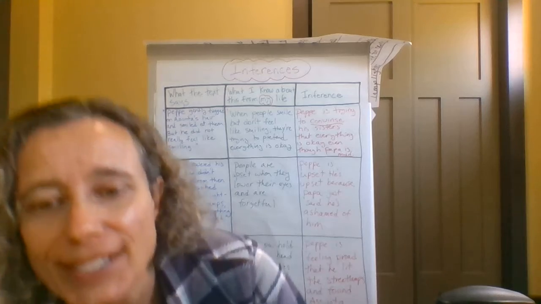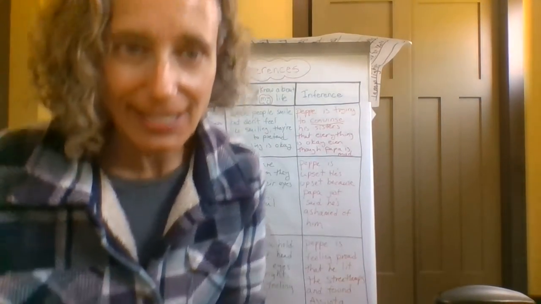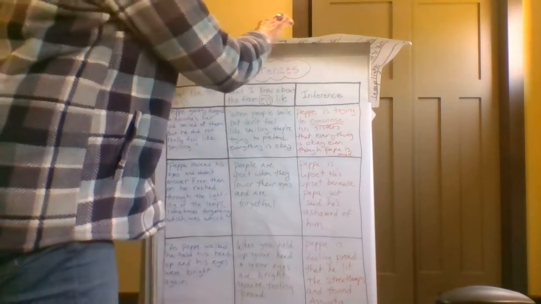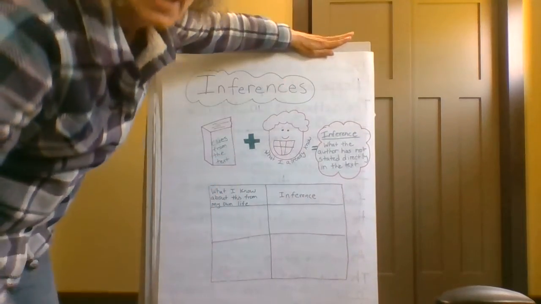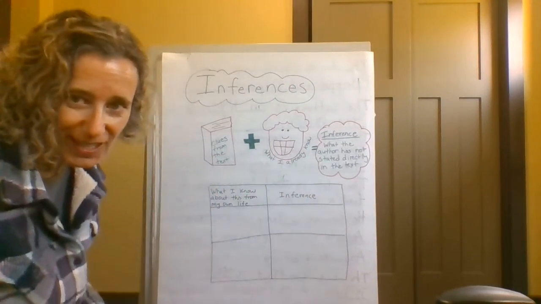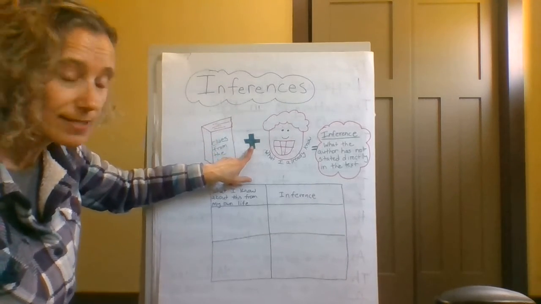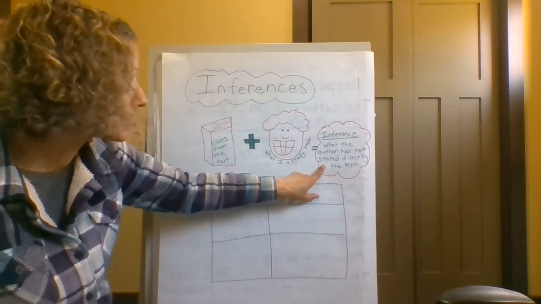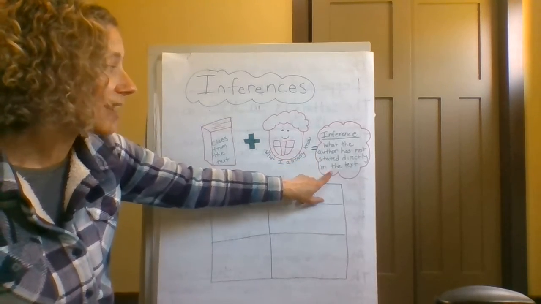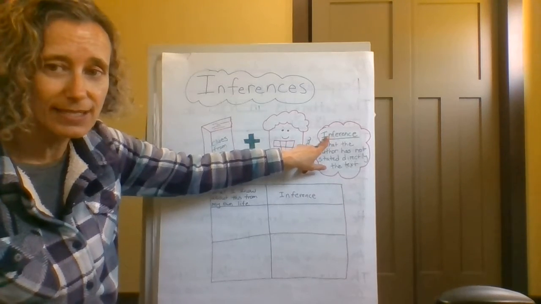So, readers, today we talked about inferences. And remember, inferences are clues from the text plus what you already know equals what the author has not stated directly in the text, which is called an inference.